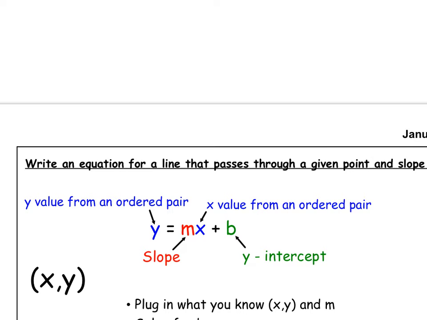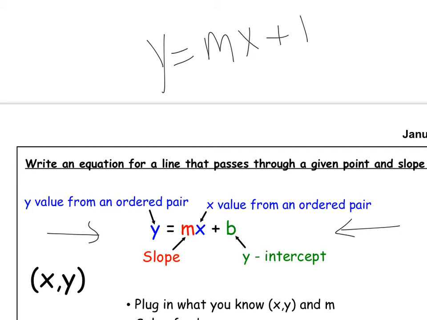So, with our goal to write an equation for a line that passes through a given point and slope, we need to remember slope-intercept form. Okay? y = mx + b is slope-intercept form, where m is your slope and b is your y-intercept. When you have a final equation, the only values that will be plugged in are slope and intercept, because it's called slope-intercept form. So remember that in your final answer, those two values should be plugged in.